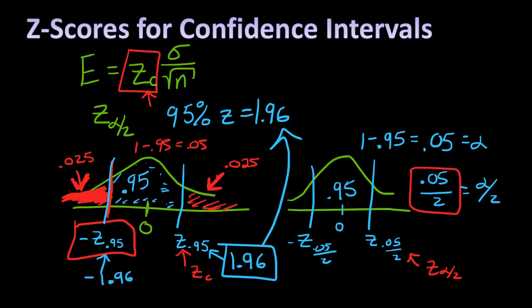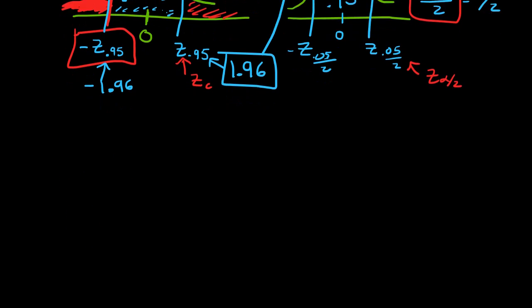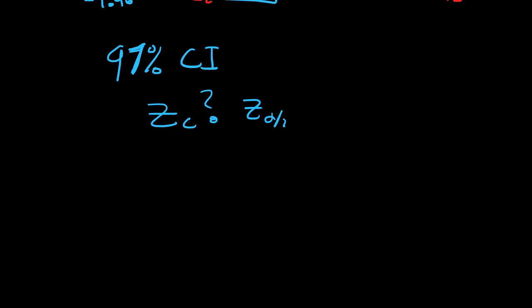Okay, so let's do another example. Instead of the 95% confidence interval, let's find a weird one. Let's do 97%, something that no one has memorized off the top of their head, because why are we calculating a 97% confidence interval? I don't know. But anyway, let's talk about how we would find that z value. What is zc, or z alpha divided by 2? They're exactly the same thing. How do we figure it out?